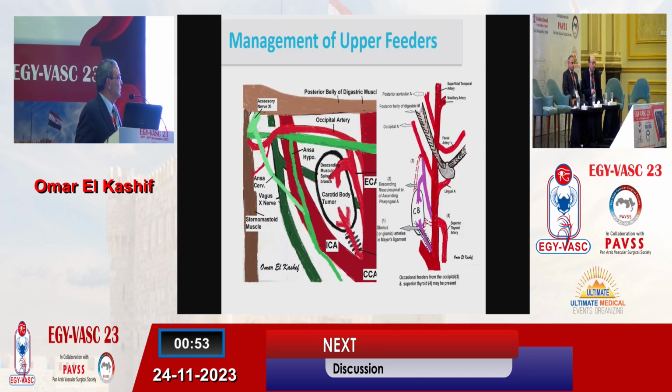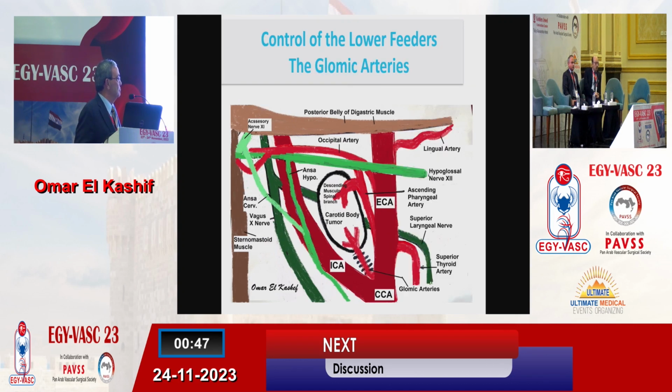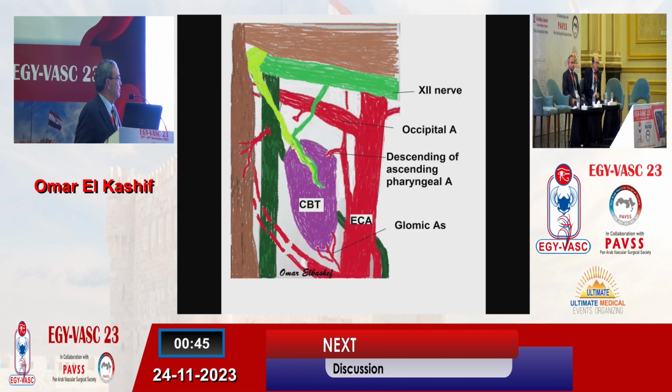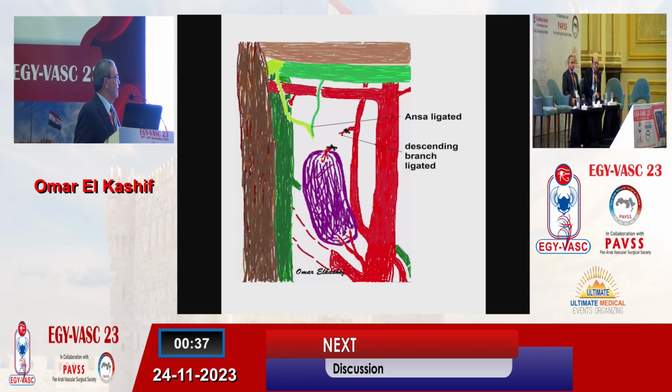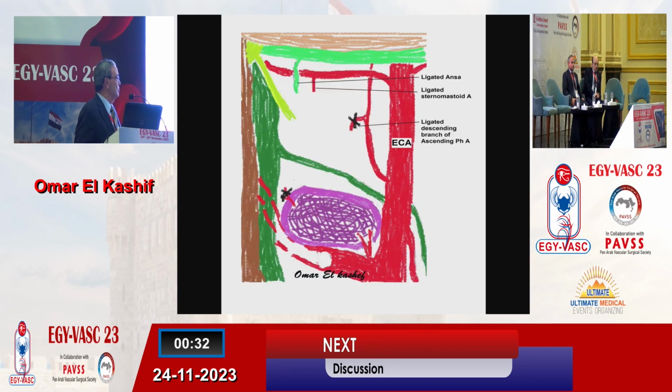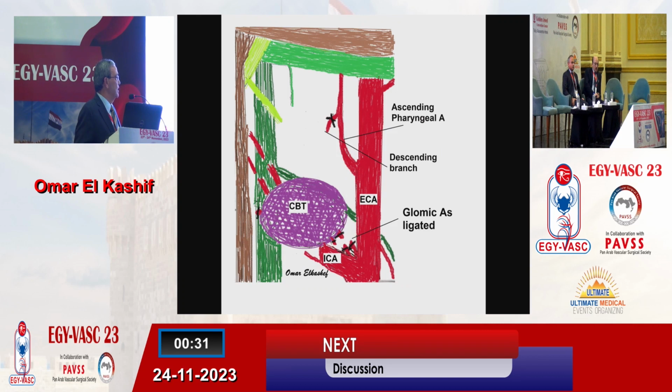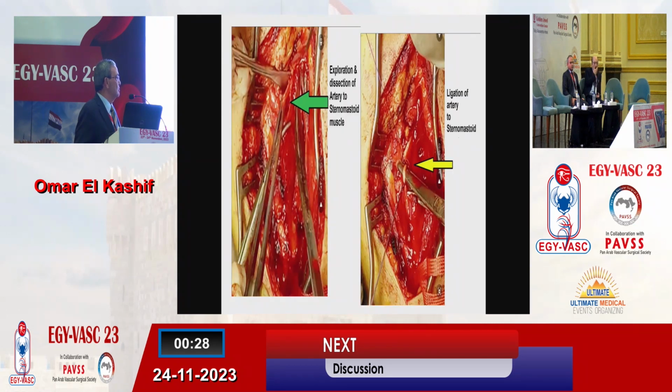So after that, we manage the upper feeder, the descending branch, as in the following sketches. This is the descending branch of the ascending pharyngeal, which should be irrigated, and the tumor is dissected down, and after that we irrigate the glomic arteries, and this is an actual case.